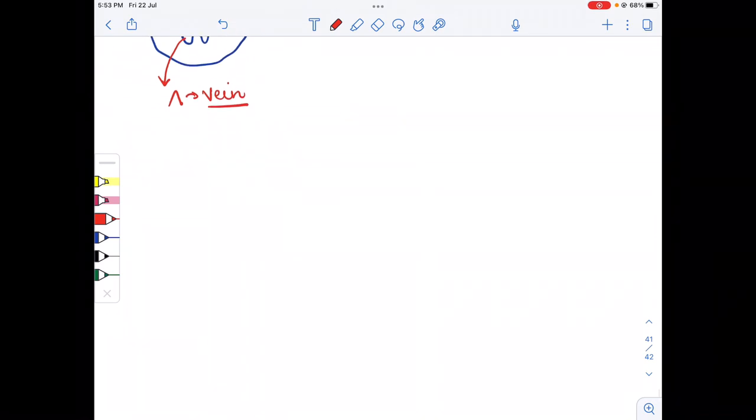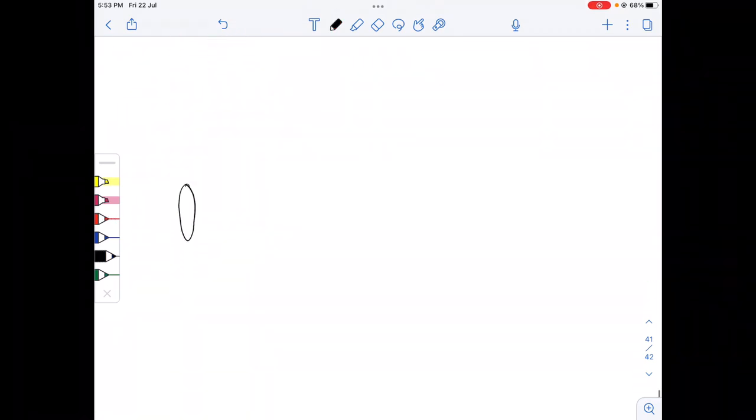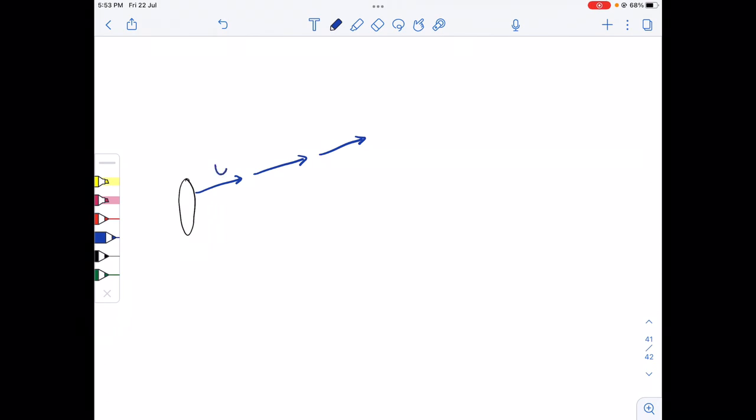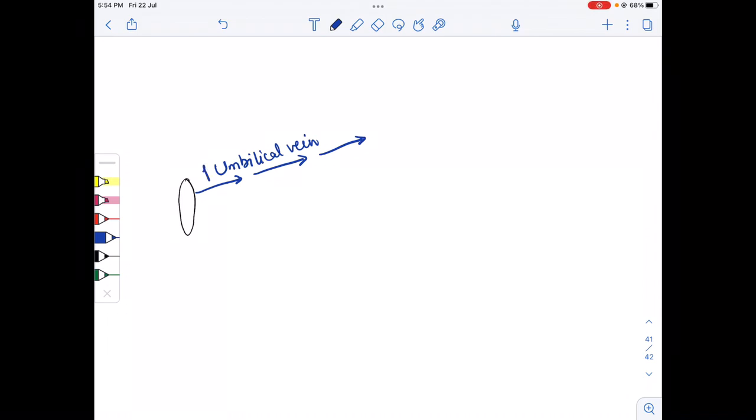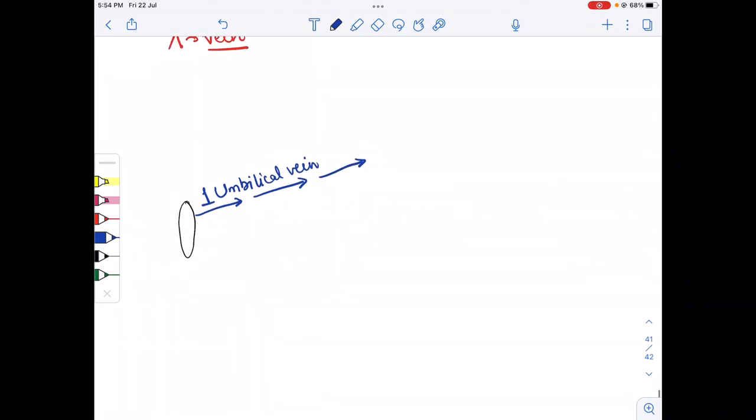Now here we have the placenta. From the placenta, the oxygenated blood will reach the baby by the umbilical vein. So this one is an umbilical vein. In the umbilical cord we have one umbilical vein, and 2 arteries.